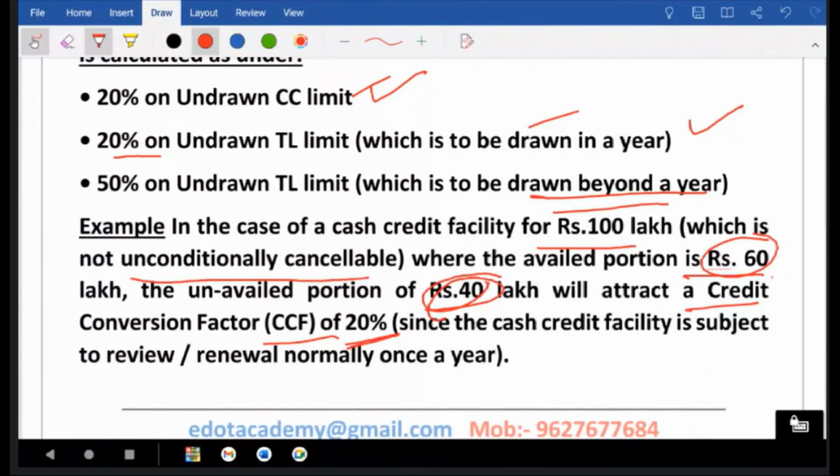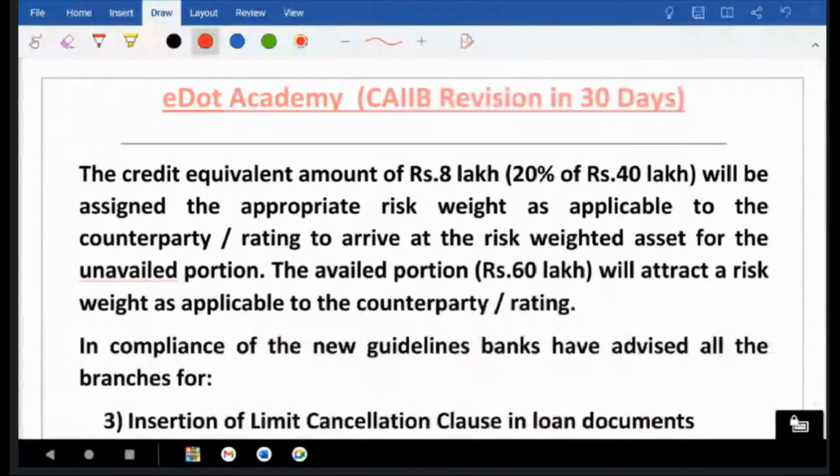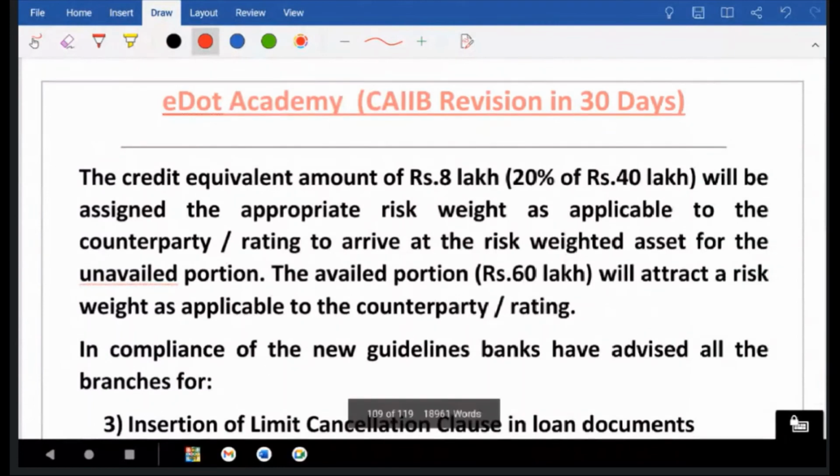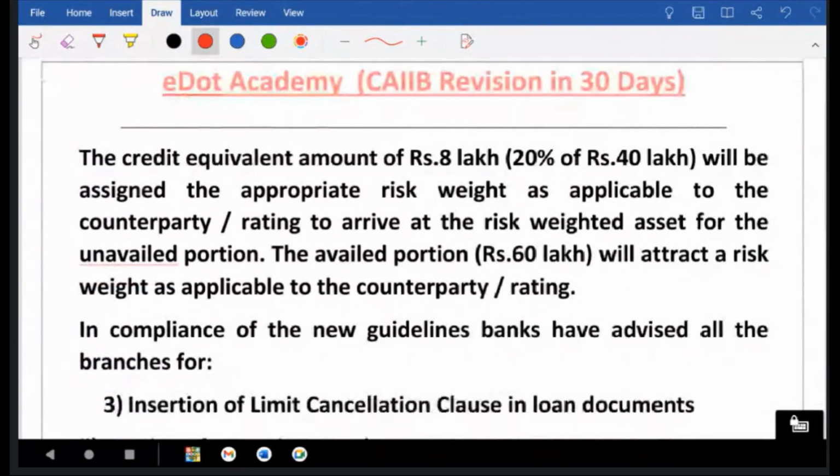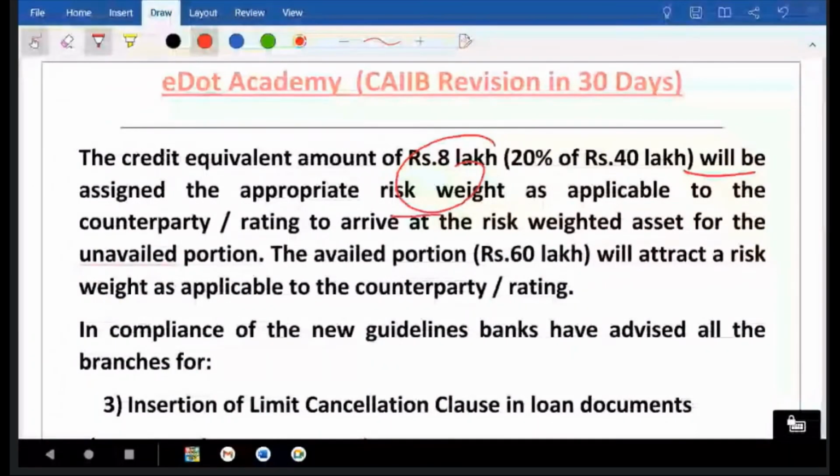So it is the cash credit facility, so CC limit. The undrawn facility is 20% because it is 1 year only, so the time limit is 1 year also. So 20% will avail the CCF factor. So credit equivalent of 8 lakh means if you find 20% of 40 lakh, you'll get 8 lakh, which will be assigned to the appropriate risk weight as applicable to the counterparty.